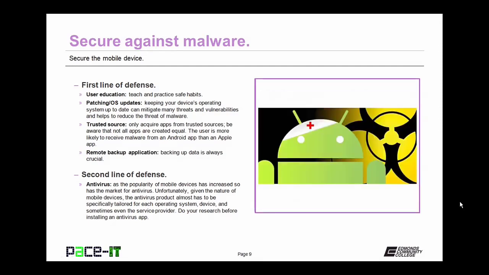Your second line of defense on the mobile device is antivirus. Why is it your second line of defense? Well, because on the mobile device, the antivirus has to be configured and developed for each device and each operating system. This makes it a little bit harder to come by and not as advanced as desktop antivirus. So you should do your research before installing an antivirus app to make sure that it will be effective for you.